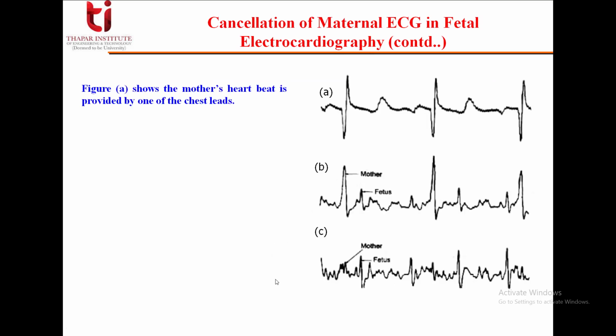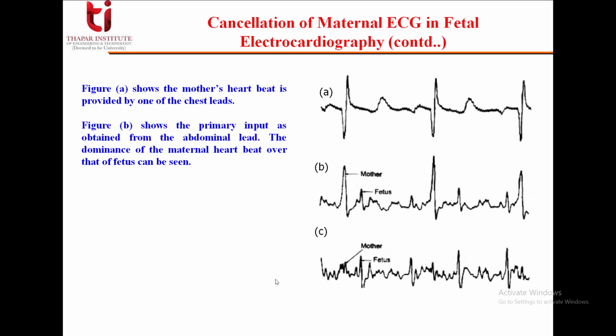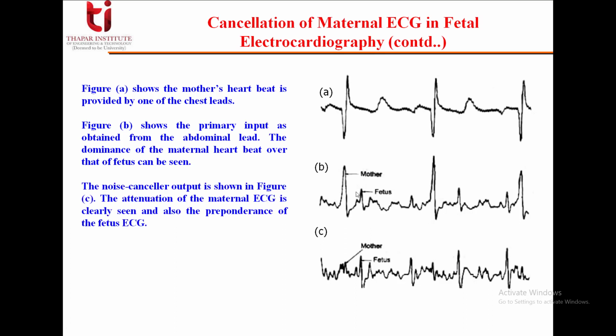Now figure A shows the mother's heartbeat that is provided by one of the chest leads. Figure B shows the primary input as obtained from the abdominal lead. The dominance of the maternal heartbeat over that of fetus can be seen as you can see here. This is mother peak you can see and this is fetus peak. The noise canceller output is shown in figure C. The attenuation of the maternal ECG is clearly seen and also the preponderance of the fetus ECG signal.